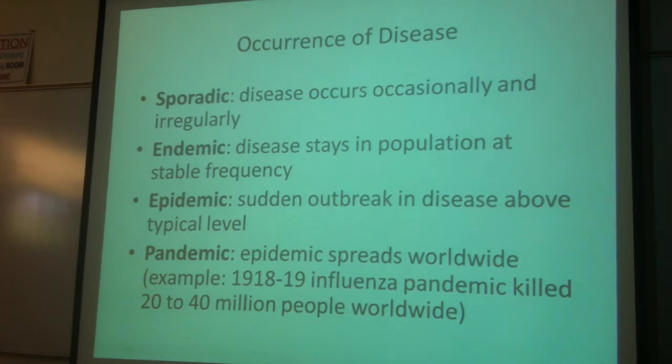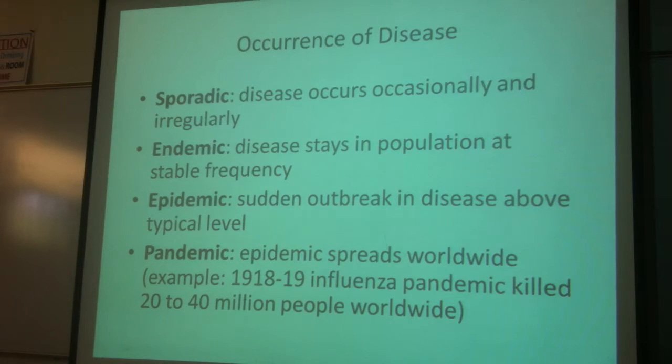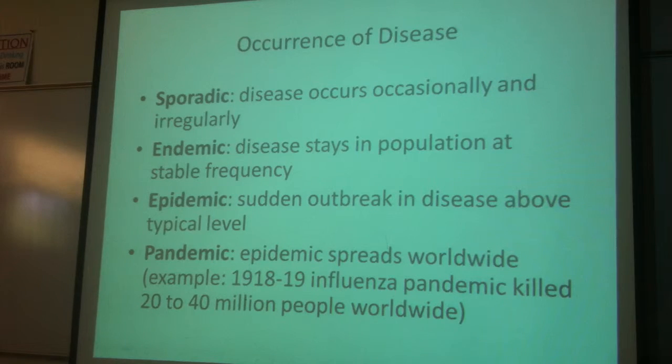Occurrence of the disease. Is the disease sporadic? So it occurs occasionally, it's irregular, you get it in waves. Is it endemic? It stays in a population at a stable frequency. Is it epidemic? You get these sudden outbursts above typical levels. Or is it pandemic? It goes everywhere. So not just a sudden outburst, but a sudden outburst on a much broader scale.